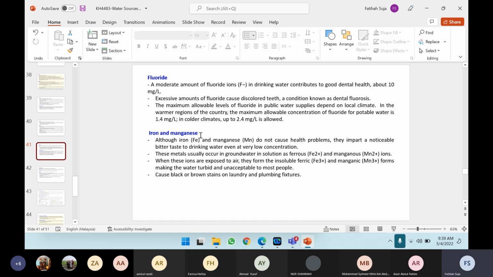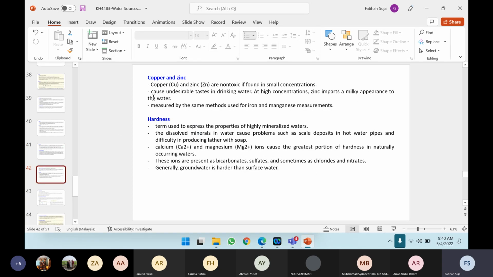Okay. Iron and manganese are also usually found in groundwater. They do not cause health problems, but impart a noticeable bitter taste to drinking water, even at very low concentrations. And also if it is used for laundry, it will cause black or brown stains, making the water not suitable for washing our laundry. It will also cause brown stains in plumbing fixtures. Okay, this is iron and manganese.